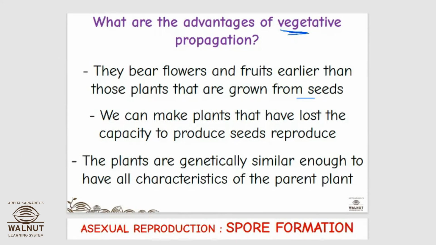And we can make the plants that have lost the capacity to produce seeds reproduce. We can induce this by giving hormones in the nutrition. Yes, the plants are genetically similar enough to have all the characteristics of the parent plant.